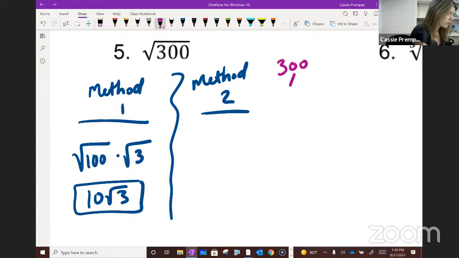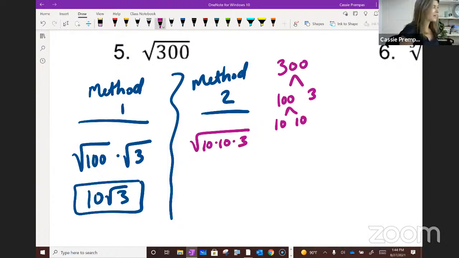Factor it down. 300, well, now I know it's 100 times 3. 100 is 10 times 10. I could keep going, but once I find 2 of the same values, if it's a square root, then I don't need to keep going. So this is a square root, so I know I need 2 of the same factors. And so I have 10 square root 3 as the answer. All right, number 6. Well, let me stop for a moment. Any questions on that?